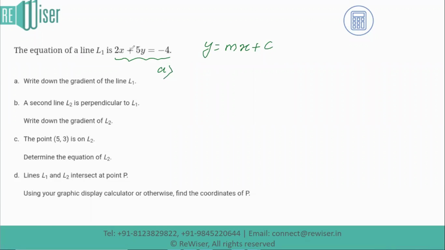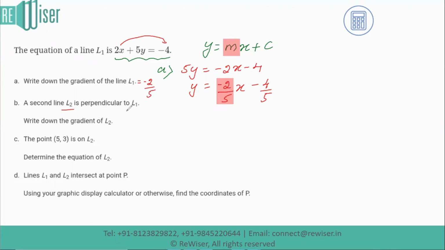To make y the subject, first I'll take the 2x to the other side. That's going to be 5y equals minus 2x minus 4. Then I take the 5 to the other side, so it divides both terms. It's going to be y equals minus 2 over 5 x, then minus 4 over 5. Now this is exactly in slope intercept form, and when I compare it, in place of m we have minus 2 over 5. So the gradient of line 1 is minus 2 over 5.